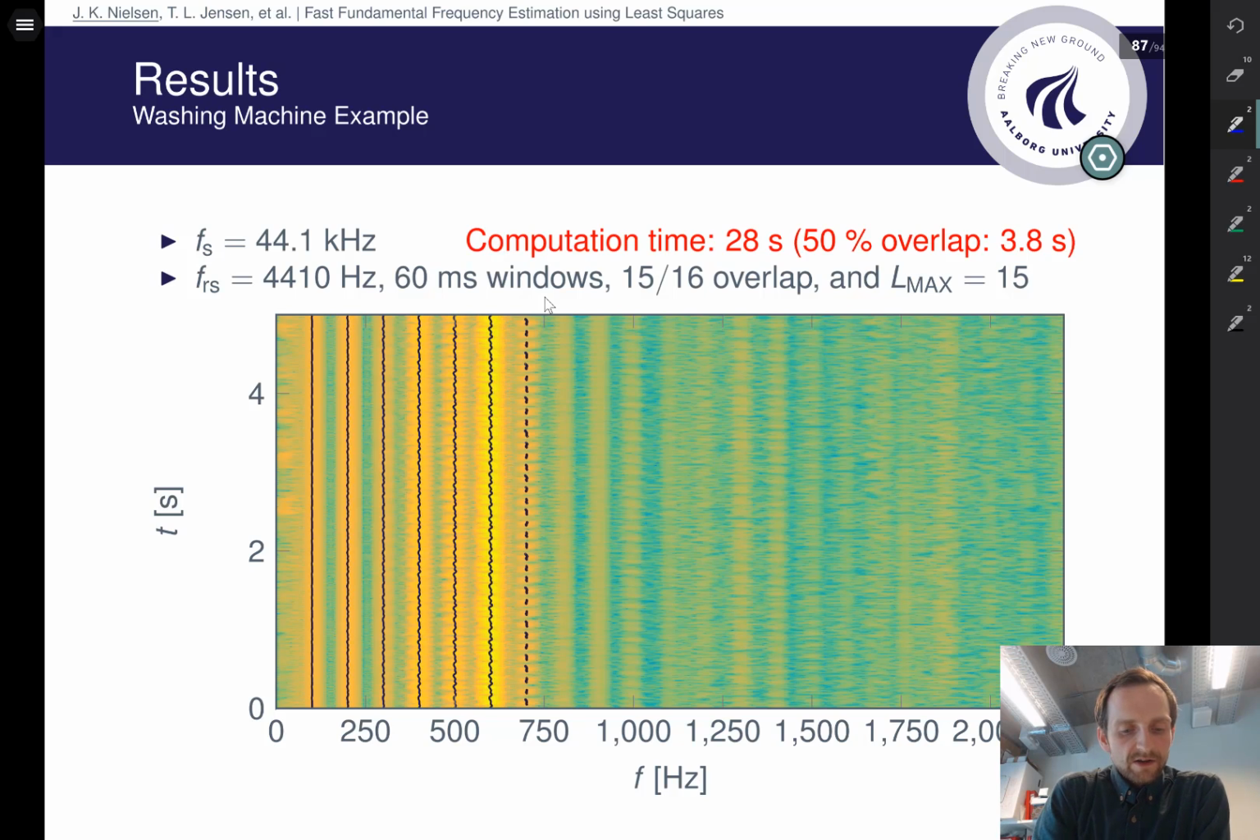And then here are the results of the estimated fundamental frequencies, and you can also see here that in total we have 6 or 7 harmonic components, and the 7th harmonic has a sort of on-off behavior, and the algorithm seems to actually accurately capture that. For the computation time, with this big overlap, it was 28 seconds, but if we went down to a 50% overlap, it would be 3.8 seconds, which we would be able to run in real time.